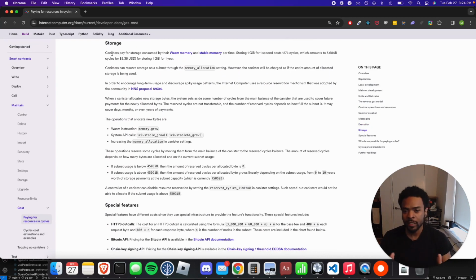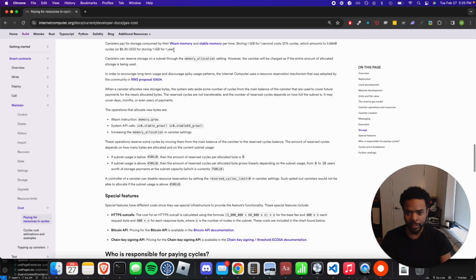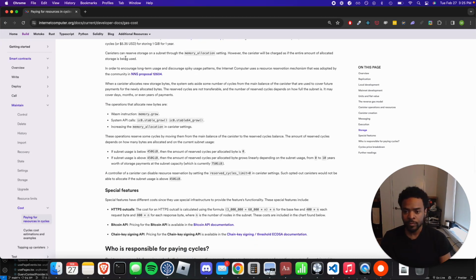Right, the next thing is storage. So canisters can store data, as I mentioned, and the data is stored either in the WASM memory or stable memory. Stable memory is essentially data that gets persisted across upgrades, and WASM memory is data that is kind of transient and only exists as it is needed, and as such is wiped when the canister is upgraded.